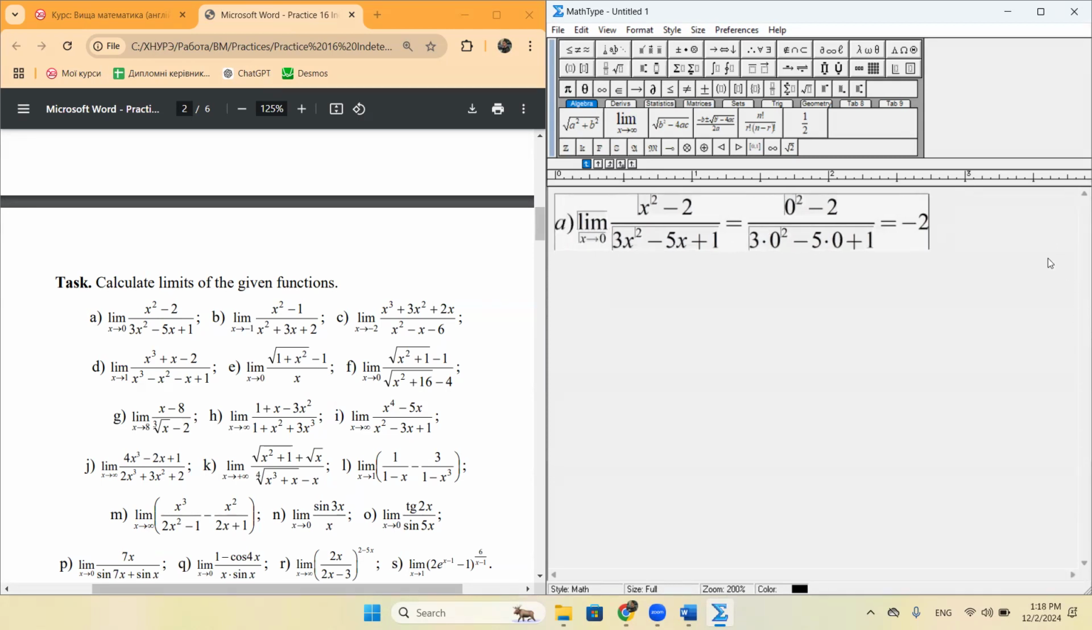Okay, so let me leave it for now. I will erase it after, if it's useless for now. So the next limit, at the point x minus 2.